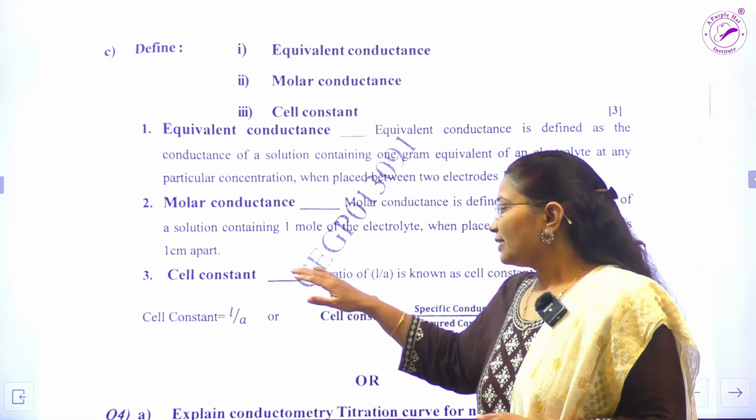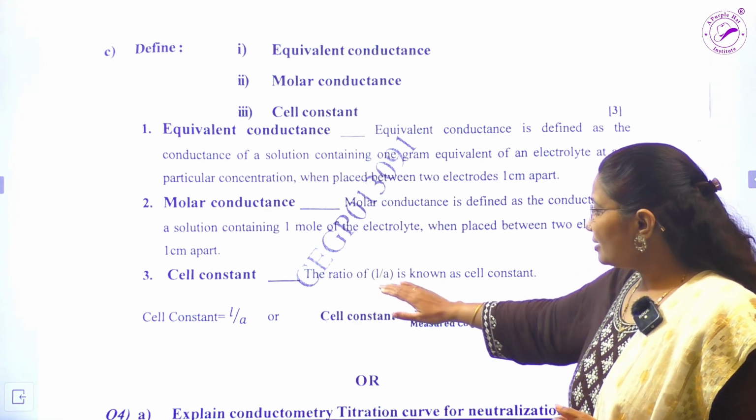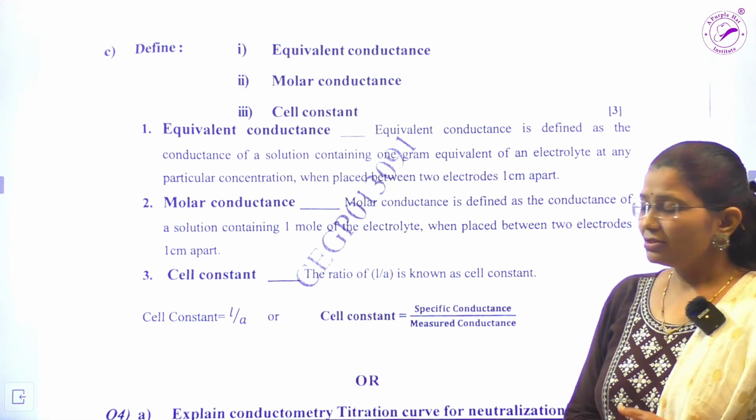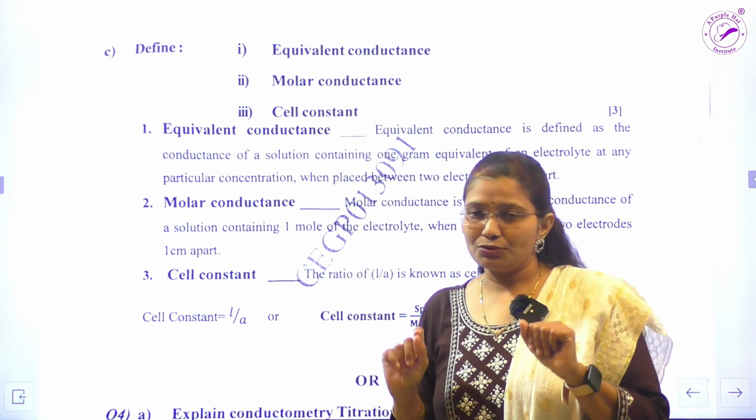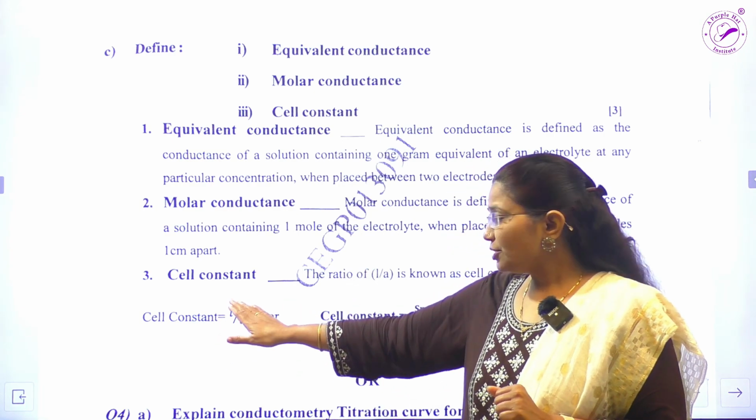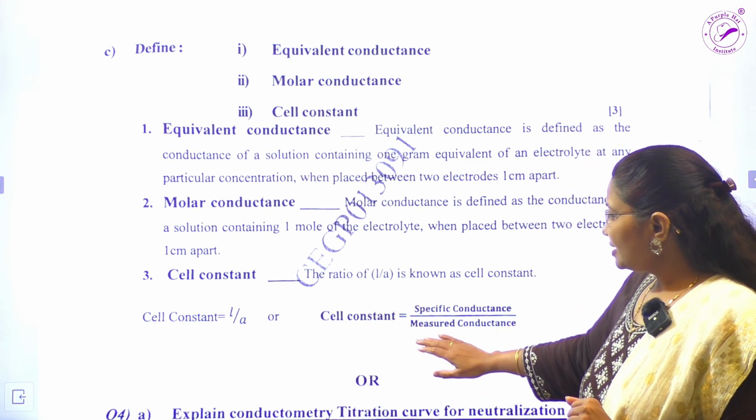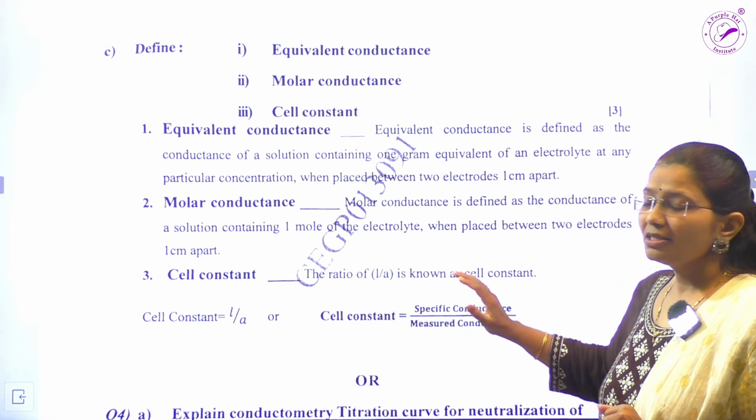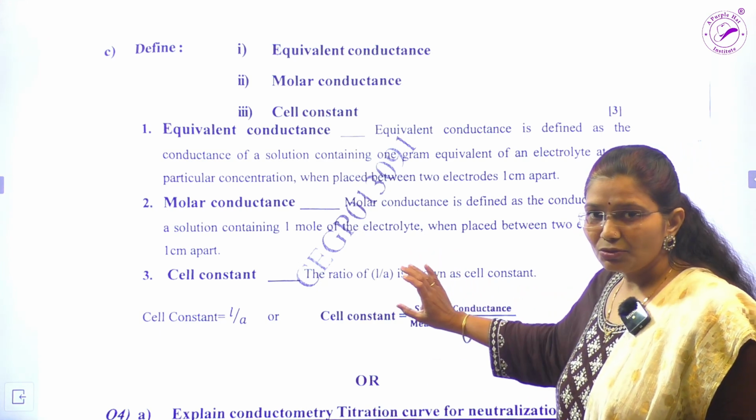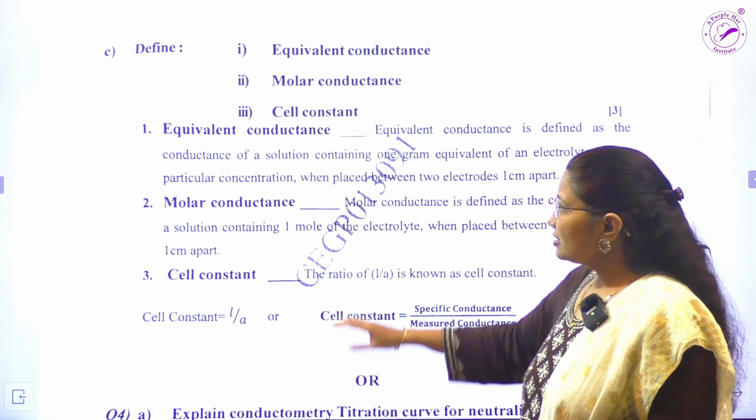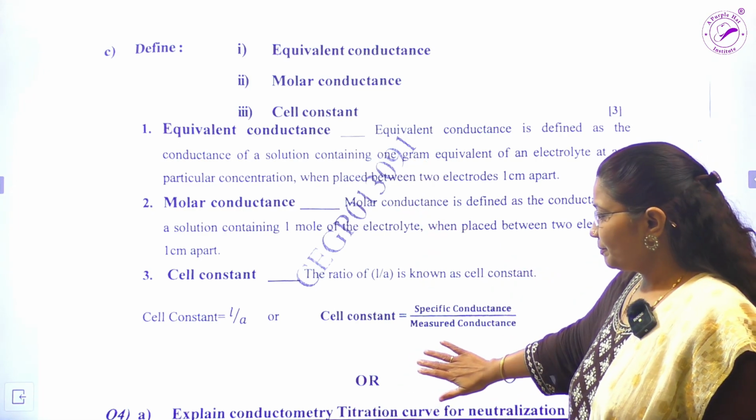Then you have to define the cell constant. You know that the cell constant is the ratio L by A. L is the length and A is the area of cross section between the two electrodes. So cell constant is equal to L by A, or you can also define it as the ratio of specific conductance divided by measured conductance. If you write this only, then also you will get the marks. So this is for 3 marks, 3 definitions for 3 marks.